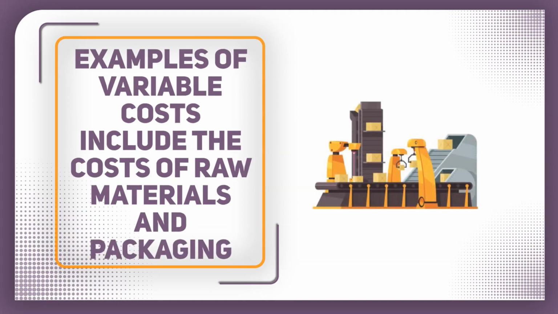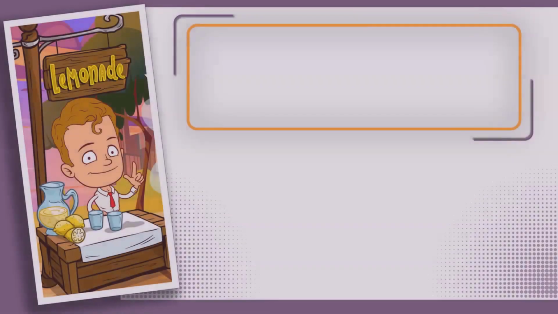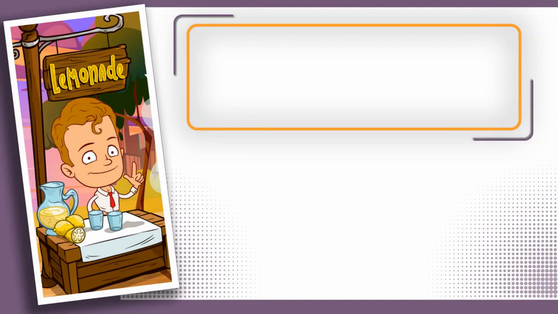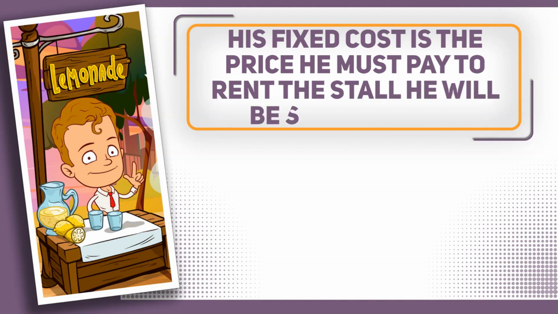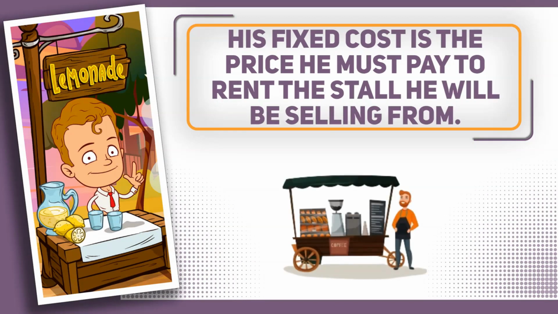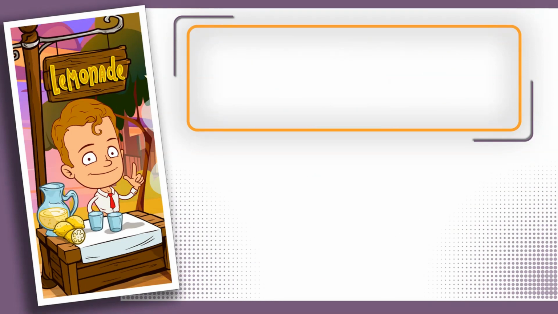So let's have a think about the fixed costs and variable costs for Paddy and his lemonade stand. As Paddy is running a small business, he has limited costs. His fixed cost is the price he must pay to rent the stall he will be selling from. This rental fee also includes the necessary insurance he needs to sell to the public.